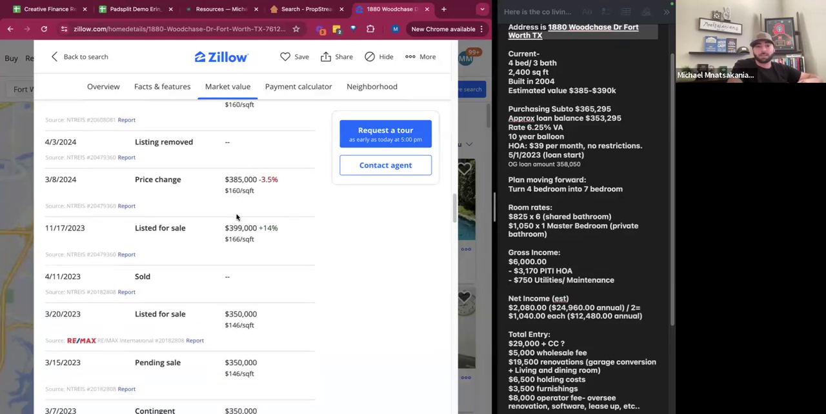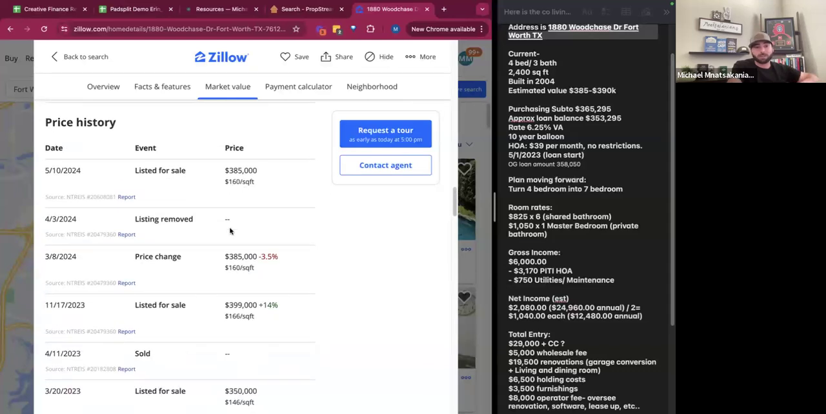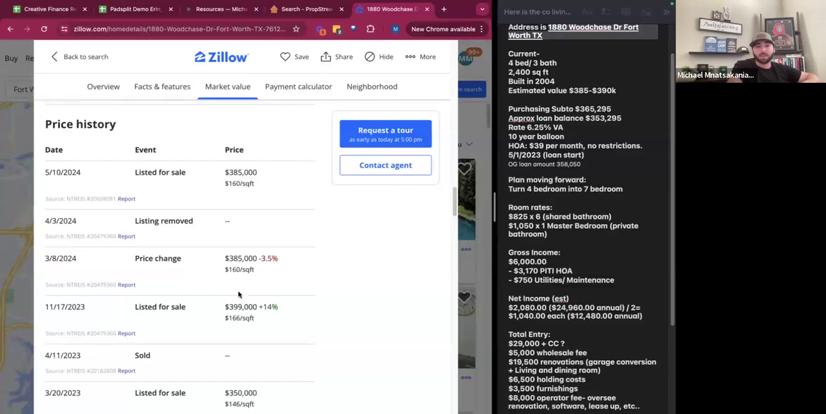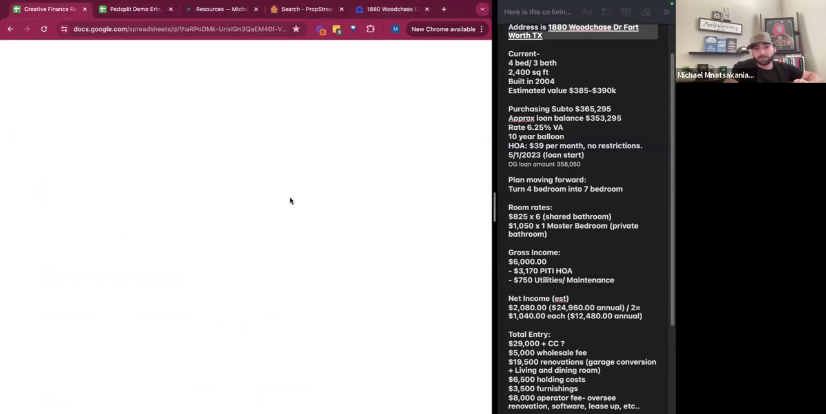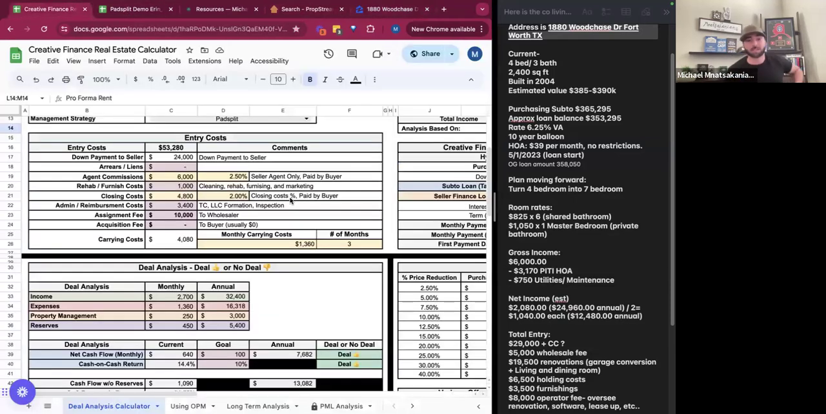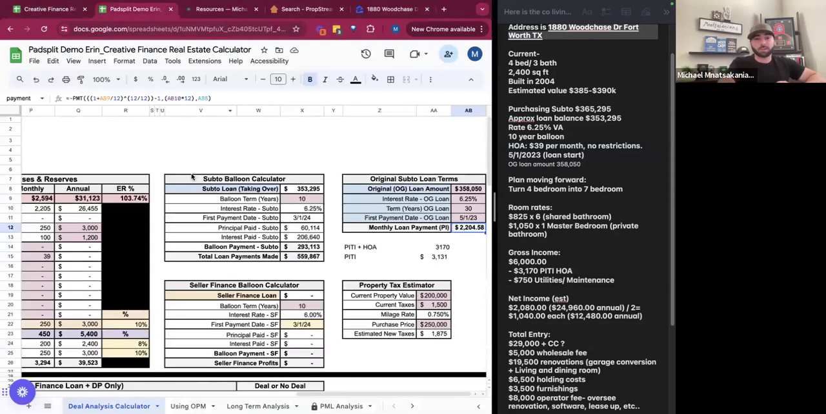Nothing has really caused this property to go up in value. They knew they needed to list it for a high enough price so that they wouldn't have to pay any money at closing. Once you account for closing costs and the loan that they have to pay off and all that, that wasn't going to be viable. So then they're opting to sell it creatively, and auditing the price history is really helpful for that. So let's get into it. We're really talking creative finance right now. We'll get into the Padsplit info shortly.